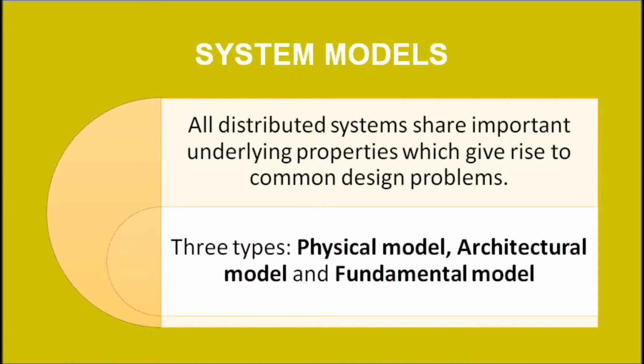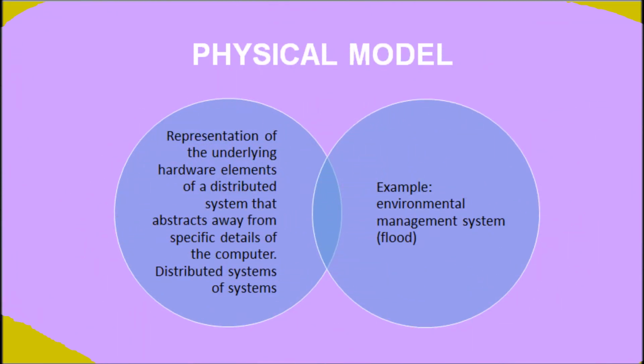What are system models? All distributed systems share important underlying properties which give rise to common design problems. Let's take a look at what the physical model is. It is a representation of the underlying hardware elements of a distributed system that abstracts away from specific details of the computer.